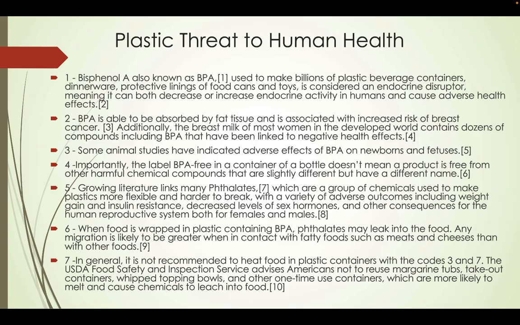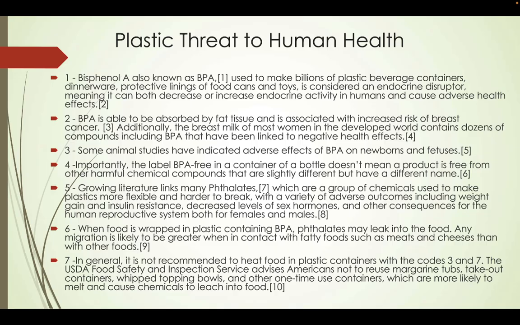First of all, one of the well-known plastics, BPA, is used to make billions of plastic beverage containers and can both decrease or increase endocrine activity in humans and cause adverse health effects. BPA is also able to be absorbed by fat tissue and it's associated with increased risk of breast cancer. And of course, breast milk of most women in the developed world contains dozens of compounds, including BPA. Some animal studies have also indicated adverse effects of BPA in newborns and fetuses.